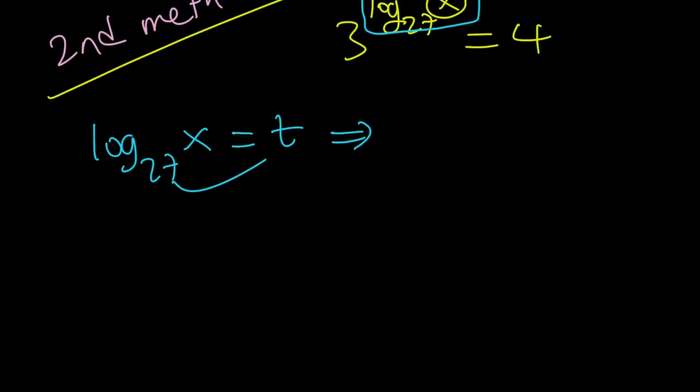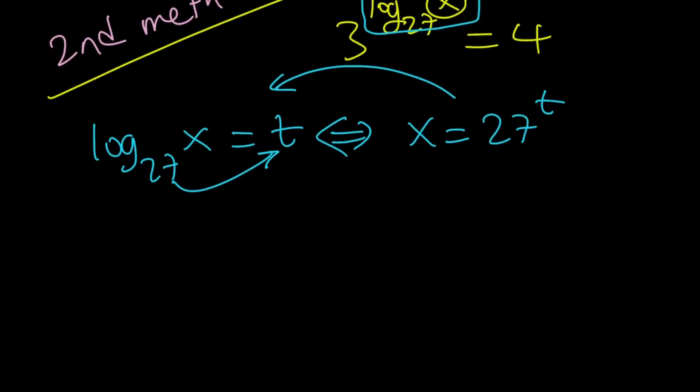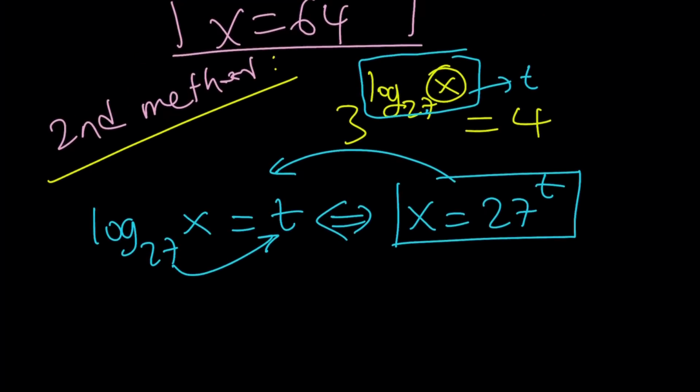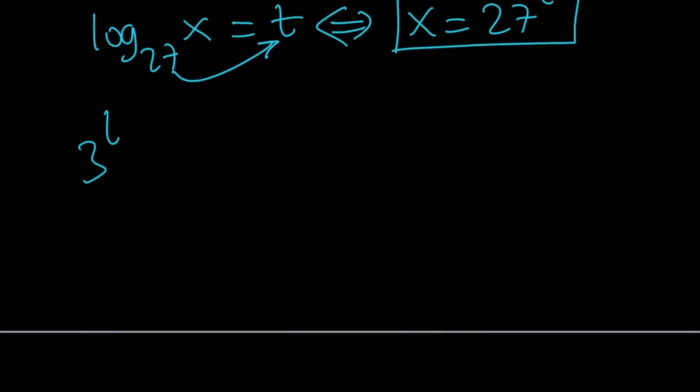And then by using definition of logs, this becomes x equals 27 to the power t. So if you have any equation like logarithmic, you can turn it into exponential. If you have anything exponential, you can turn it into logarithmic. It works both ways. All right? Now, this is what I have for x, and I'm trying to find x, remember? But at the same time, I do know that from my assumption, because I call this t, 3 to the power t is 4. Great.